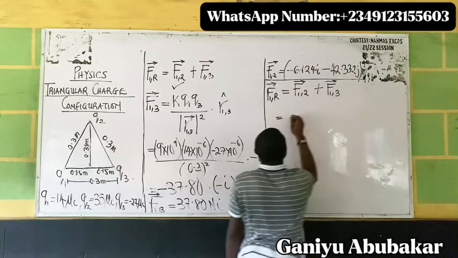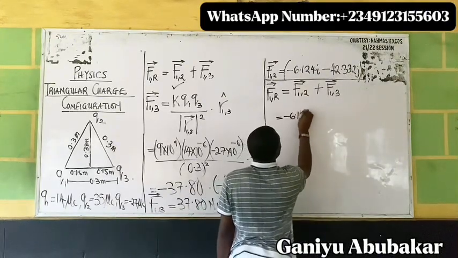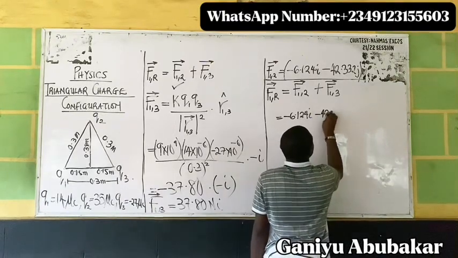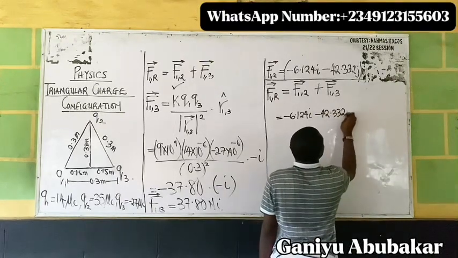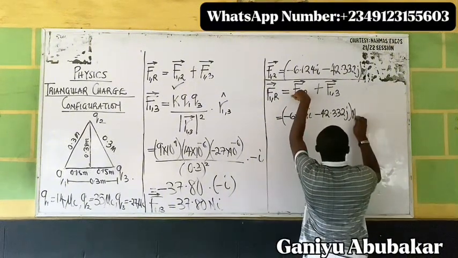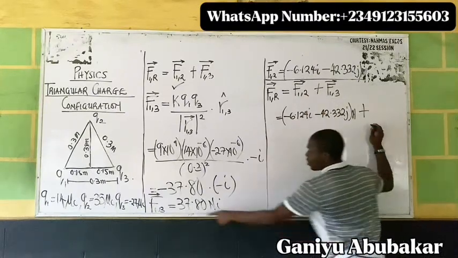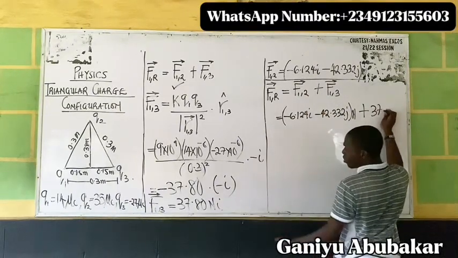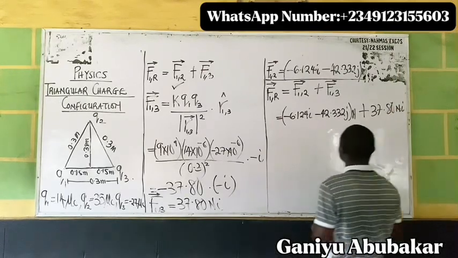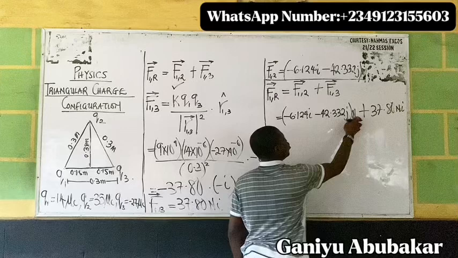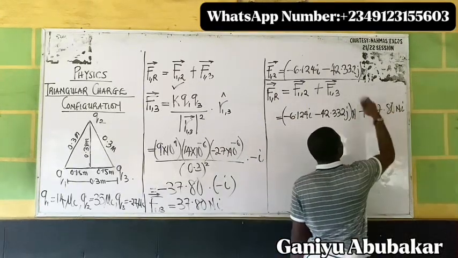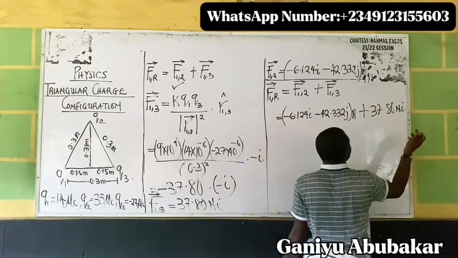I have this. That becomes minus 6.124 i minus 42.332 j as the value of F12, here in Newton, plus F13, that's 37.80 Newton i. Right? If I want to, I can attach Newton to each of them. If I want to, I can choose to ignore the Newtons and then work with the i and j.